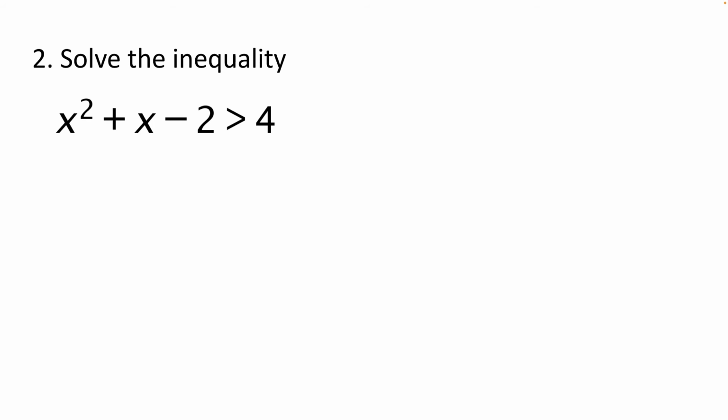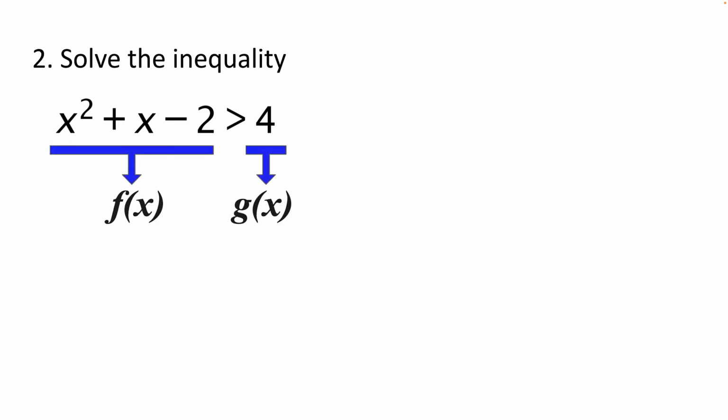Now let's solve the inequality x squared plus x minus 2 is greater than 4. This sounds very familiar to the previous problem. In fact, the only difference is the type of inequality. We've changed from greater than or equal to strictly greater than. Let's see how the solution changes when we change the type of inequality. Once again, we'll keep f of x and g of x to be the left and right hand sides.